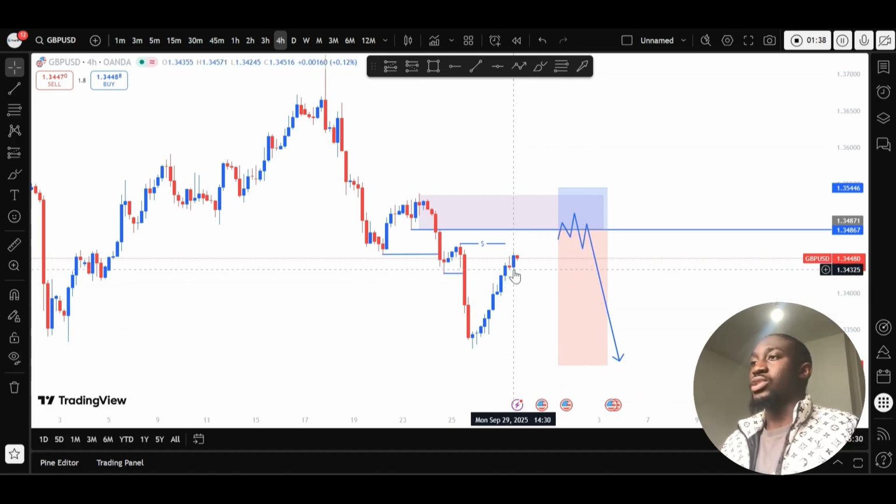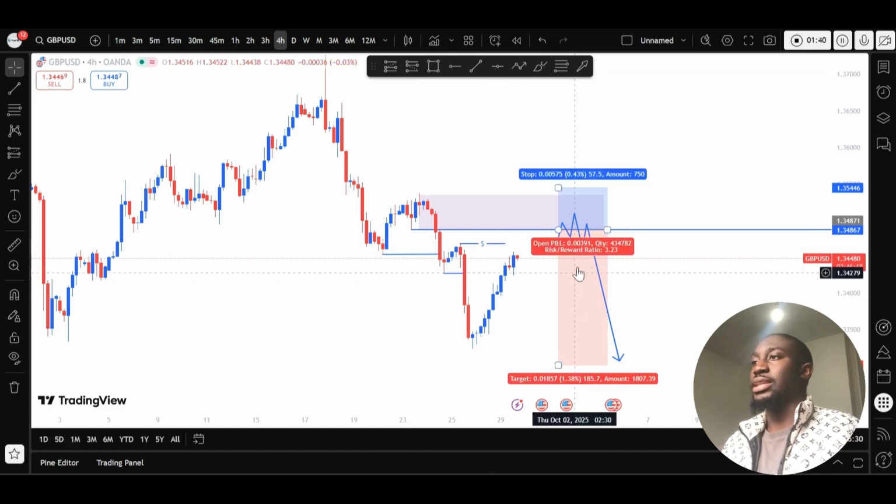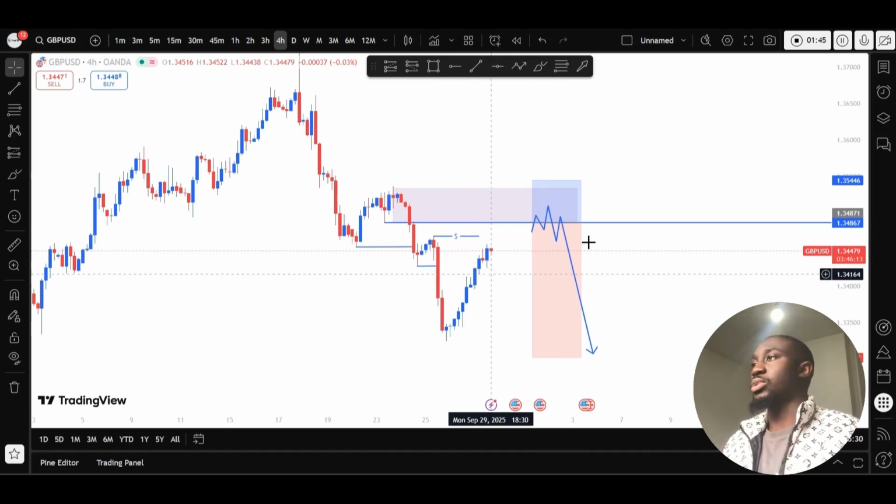I'm just expecting price to sweep this liquidity on top of this high, tap here, and give me confirmation first before I enter this trade. That's for this. So I'm only looking to sell GBP USD.